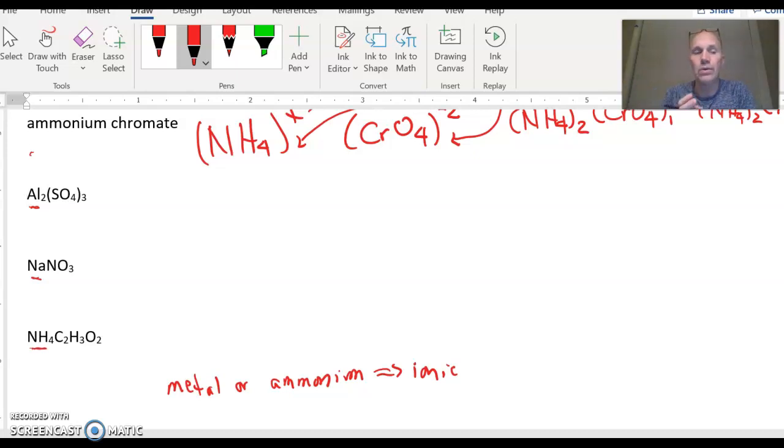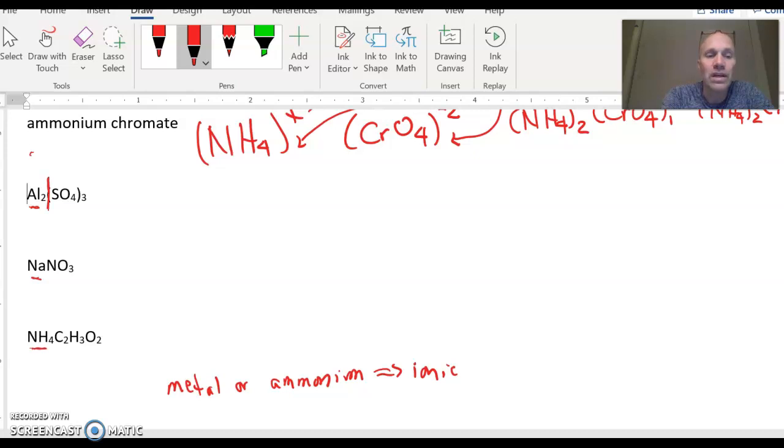And what you need to do is to separate somewhere within these formulas what separates the positive part, the positive ion, from the negative ion. Sometimes that's after the first element. Sometimes it's after the second element. And it's something that you're just going to have to get used to through practice. In this one, it's going to be right here.